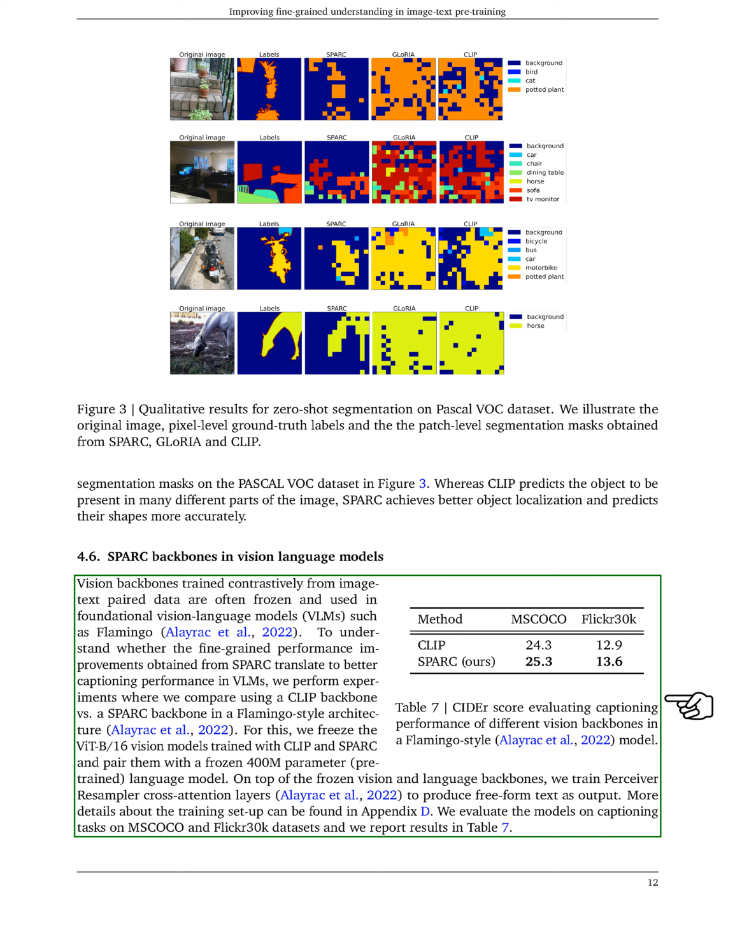To do this, we compared using a CLIP backbone versus a Spark backbone in a Flamingo-style architecture. We paired these with a frozen 400M parameter language model and trained perceiver resampler cross-attention layers to produce free-form text as output. We evaluated the models on captioning tasks on the MSCOCO and Flickr30K datasets.